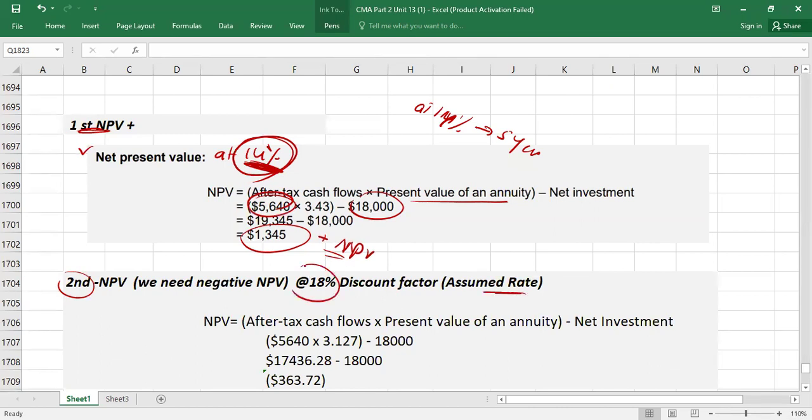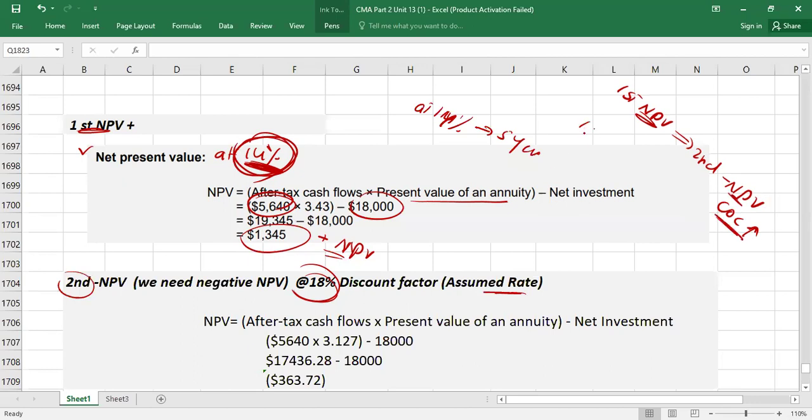Now let me tell you 2 points here. If first NPV is positive, right? So we need second NPV, negative NPV. To calculate negative NPV, we will always increase the cost of capital. You can assume any rate, but at least increase by 5-6%. For example, initially if it is 14%, I'm assuming now the rate is 18%, right? Because my first NPV was positive, so I need negative. To calculate negative NPV, we will assume a higher cost of capital than the first one.